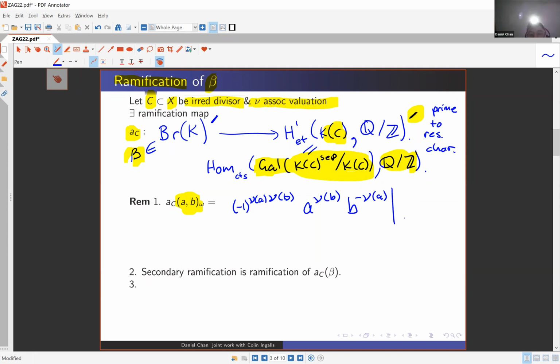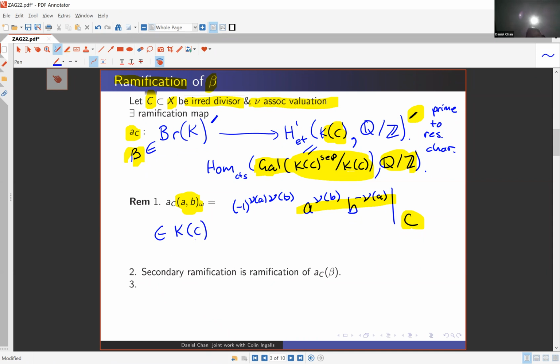And you restrict this to C. Okay, so let me just explain what's going on here in this formula. Firstly, if you look at the valuation of this thing here, because of the way you set it up, this has valuation 0. So in the discrete valuation ring, it's going to be a unit. So you can reduce modulo C to make it land inside K of C.